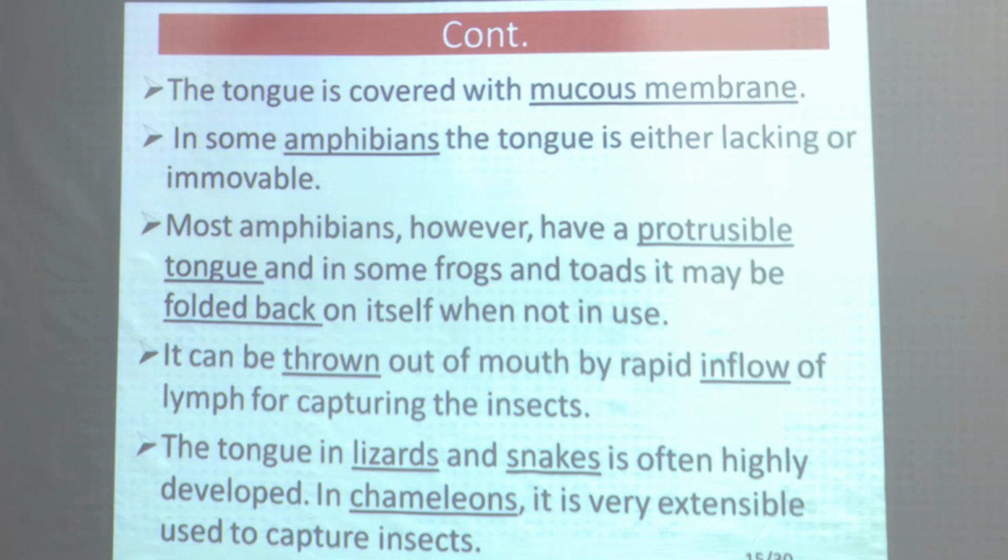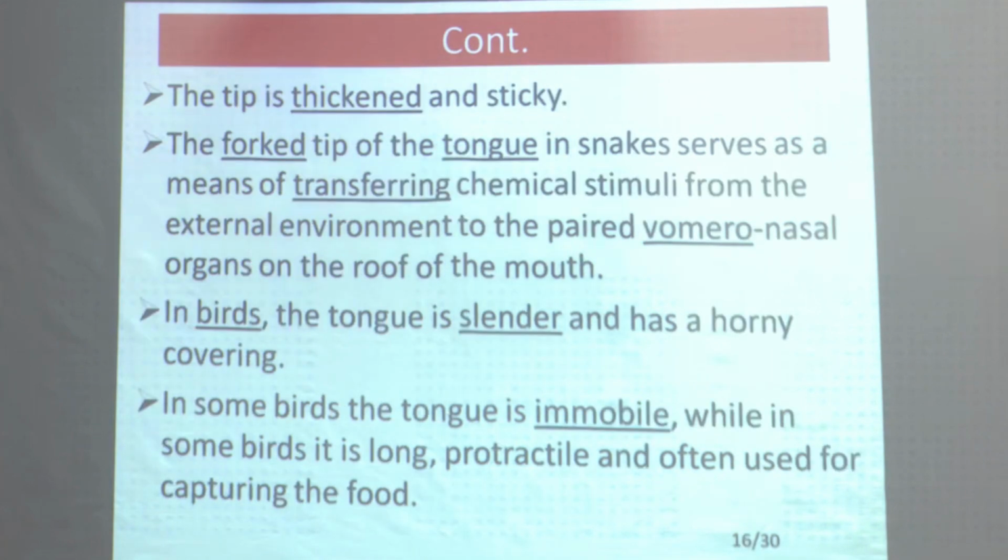In chameleons, especially, we know chameleons, it is very extensile, used to capture the insect. So chameleon is one reptile. What actually does the chameleon do? This chameleon simply sits on a twig, on a branch of a tree. Whenever it marks a prey, it can throw the tongue, or extend the tongue, to a considerable distance. The very long tongue is there. So in case of chameleons, it is very extensible, used to capture the insect. Okay. So this is about the tongue of lizards and reptiles.